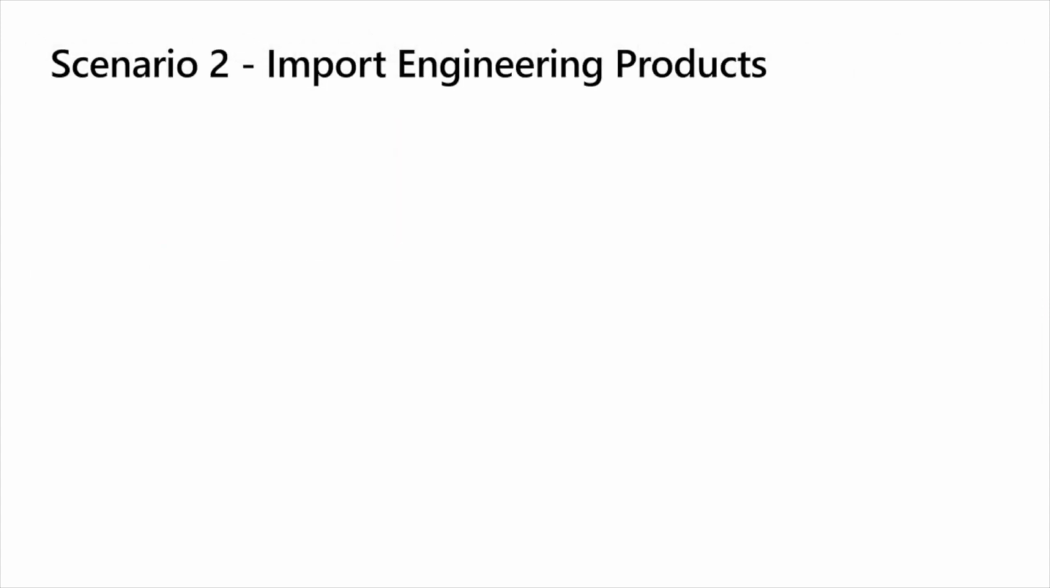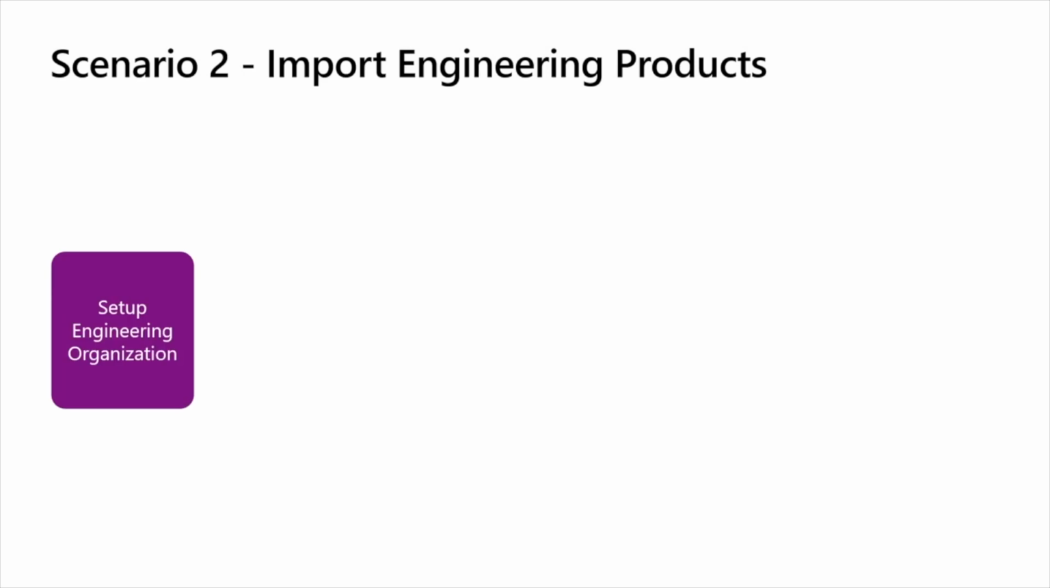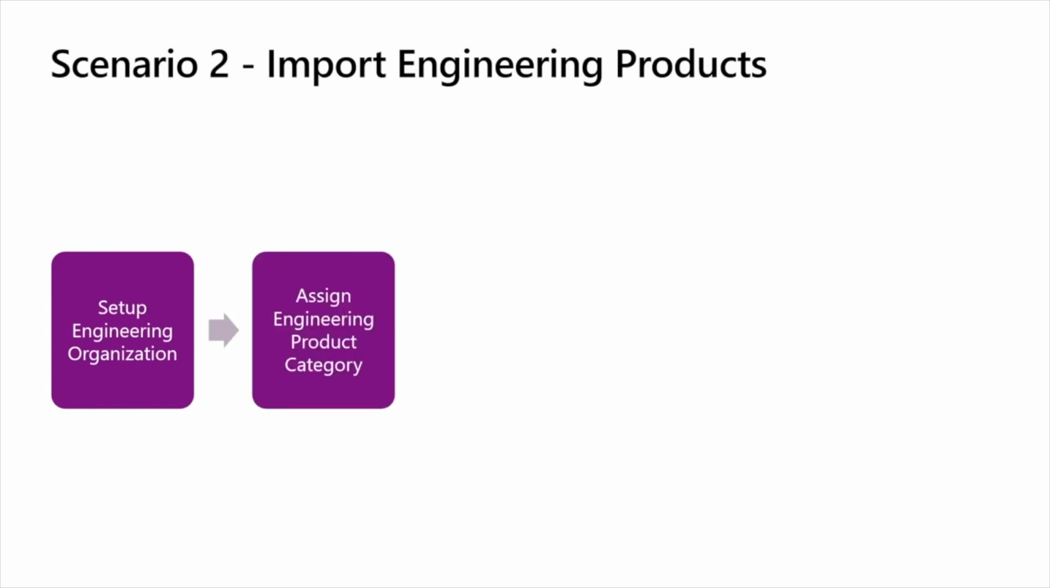Now let's review the second scenario. What should be the process and key consideration when you are planning to import product as engineering products? Again, the first setup is the same. You have to make sure that you have an engineering organization set up. You want to make sure you have a legal entity which is set up to maintain your engineering products. Another same important thing is to set up the engineering product category. You would like to carefully consider what product type, subtype, production type you will set up for these new engineering products.